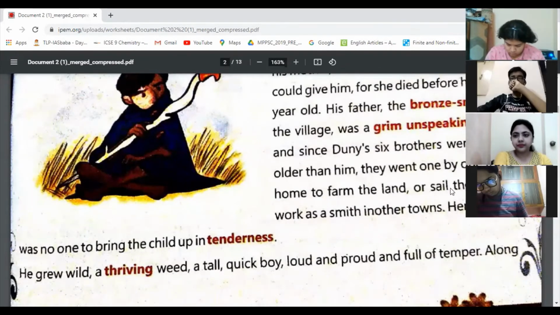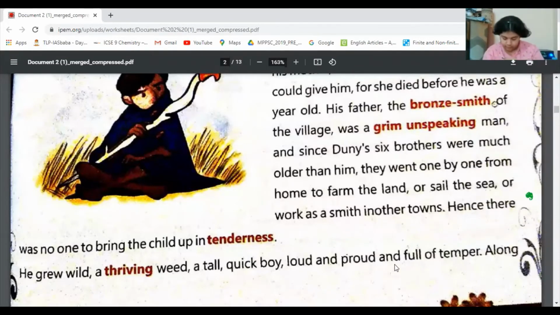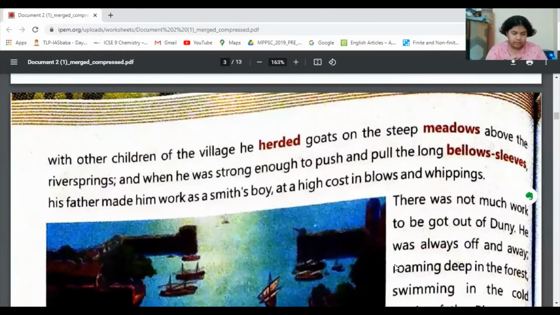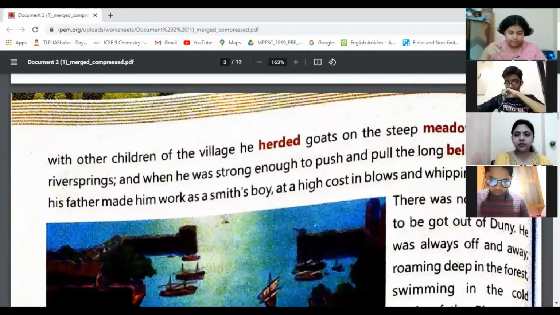Yes, Tasneem, read. He grew wild, a thriving weed, a tall, quick boy, loud and proud and full of temper. Along with other children of the village, he herded goats on the steep meadows above the river springs, and when he was strong enough to push and pull the long bellows sleeves, his father made him work as a smith's boy at a high cost in blows and whippings. All right, you can mute yourself.